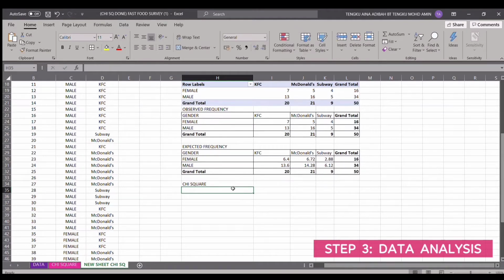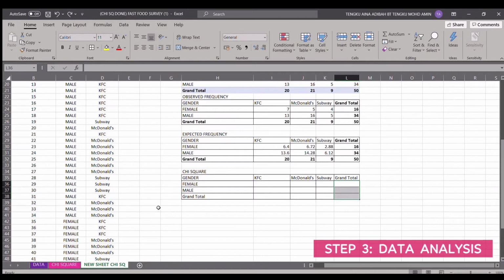Again, to conduct all this is the same as this one. So I have pasted all this. The table for chi-square is the same: the rows and columns of gender are the same, as are the values inside it. So here, how to find the chi-square value.